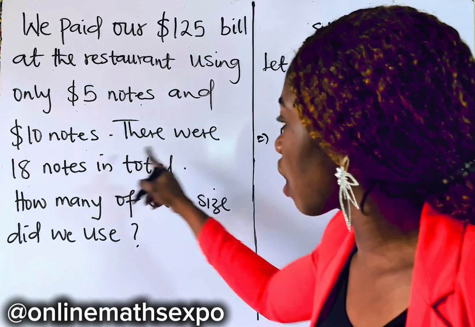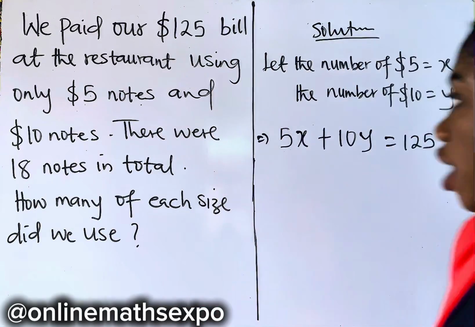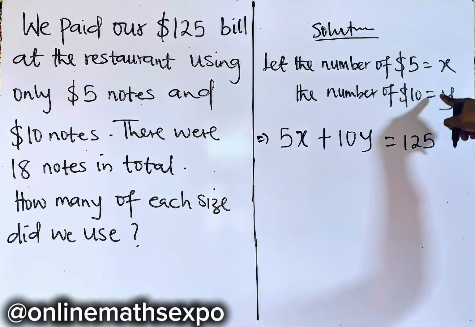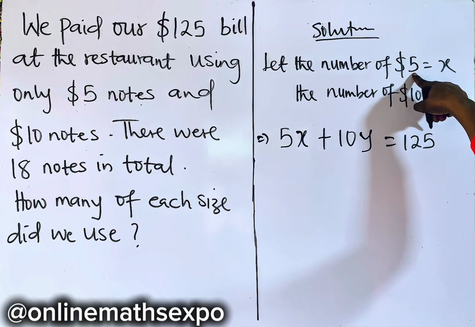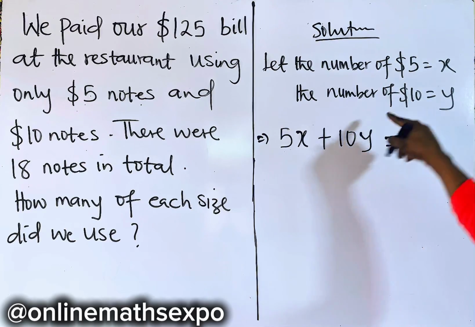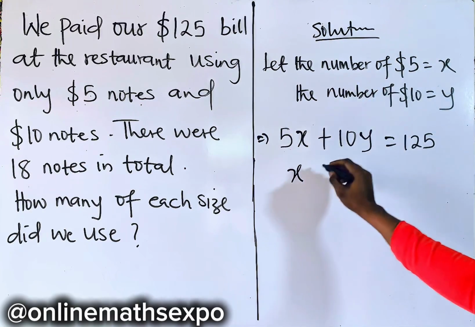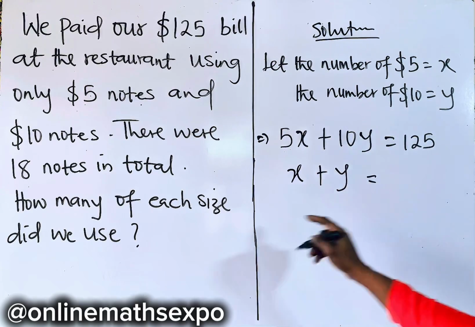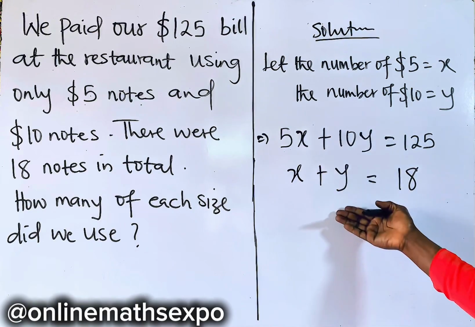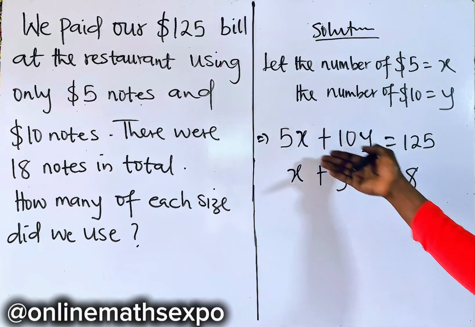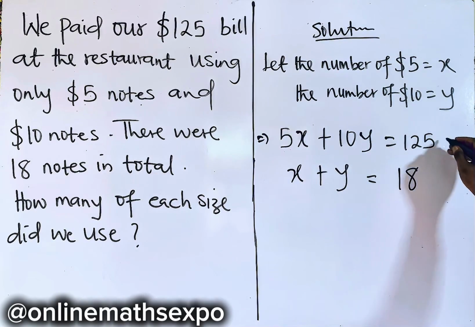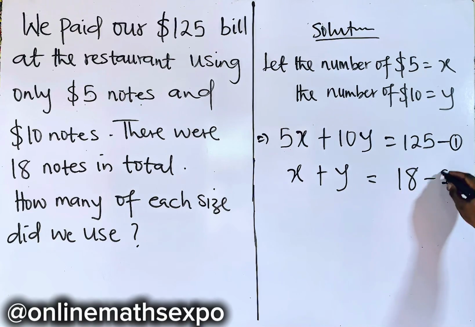Interesting. Now, there's another statement that will help us. We are told there were 18 notes in total. We have seen that the notes are not the same, and that X is for $5 notes and Y is for $10 notes. So when I add the total number of it, which is X for the 5 and Y for the 10, it should give me the total notes which I used, and that is 18. Now, this is what we call a system of equations. We have 2 equations to solve for 2 variables. So we can call this equation 1 and this equation 2.